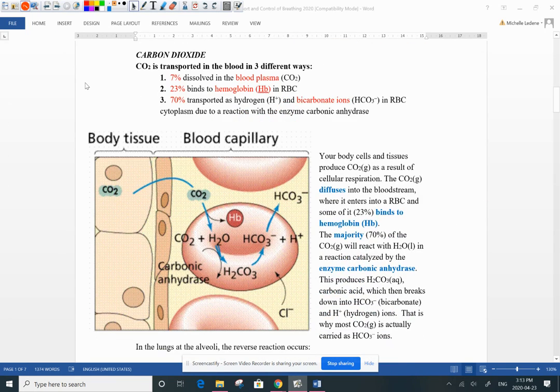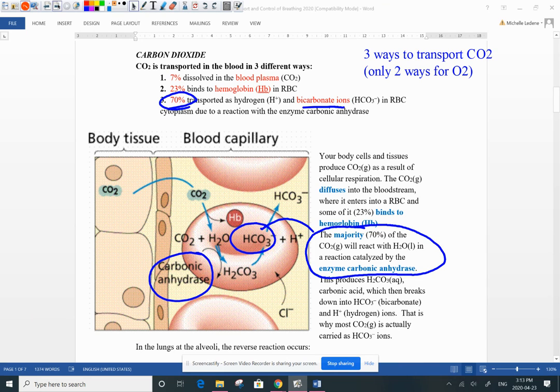What about CO2? CO2 is transported in three different ways. So you see there's a difference: three ways for CO2, but only two ways to transport oxygen. Yes, it's as hemoglobin, just like we saw for O2, and also in plasma, just floating around in your blood plasma. But the main way that CO2 is transported is as what are called bicarbonate ions.